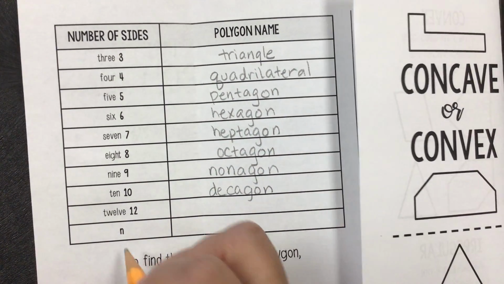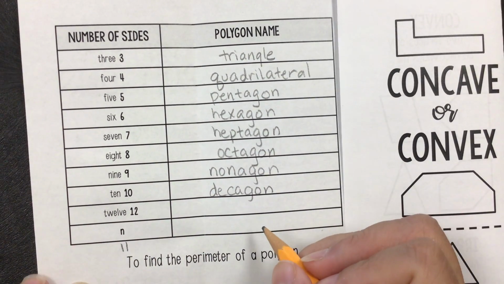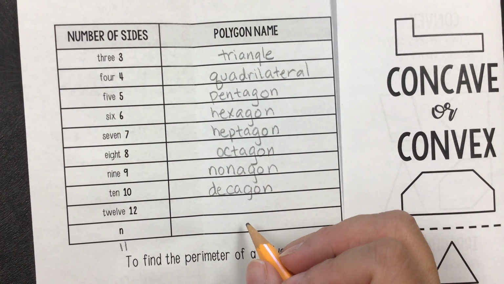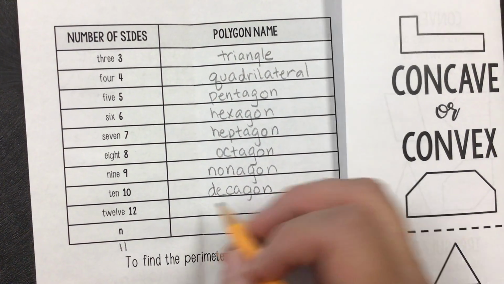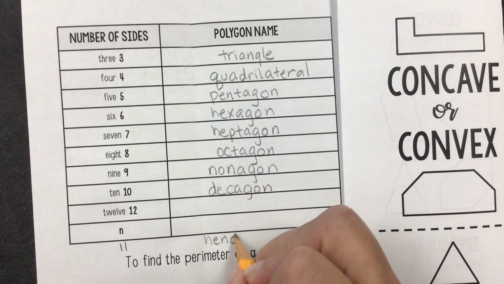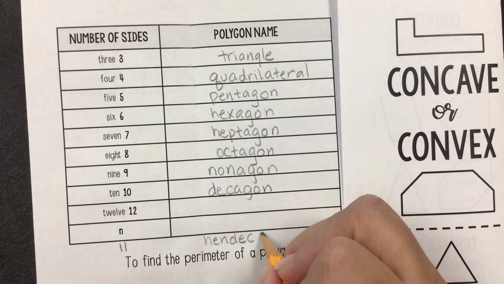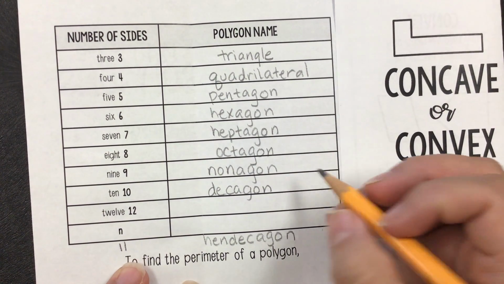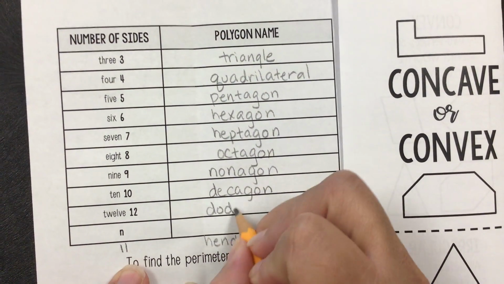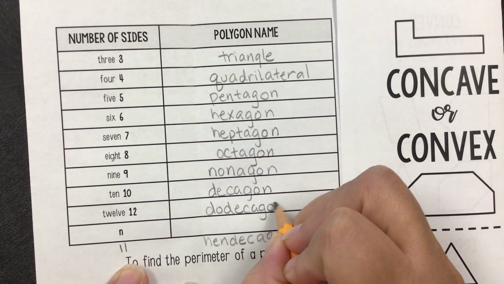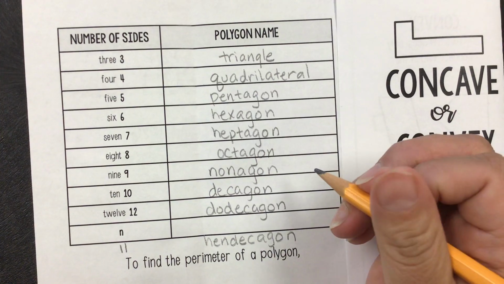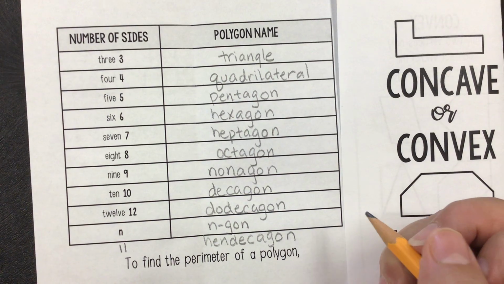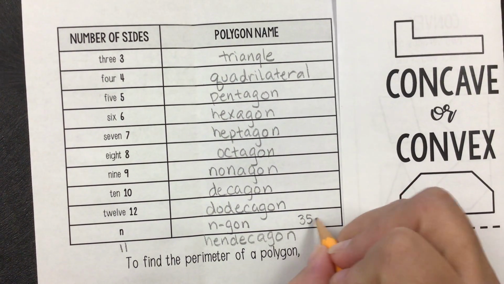I forgot to put 11, sorry about that. An 11-sided figure is a hendecagon. There we go. 12-sided? Dodecagon. And then in general what we say is n-gons. And that's usually when we don't know the sides or it's really big. For example, 35. We call it a 35-gon.